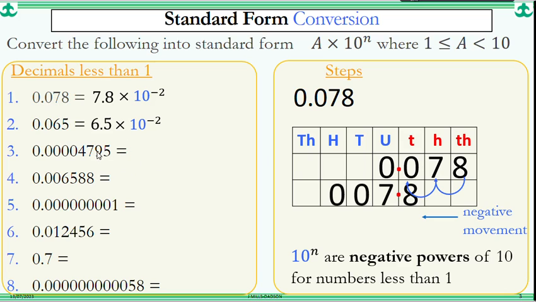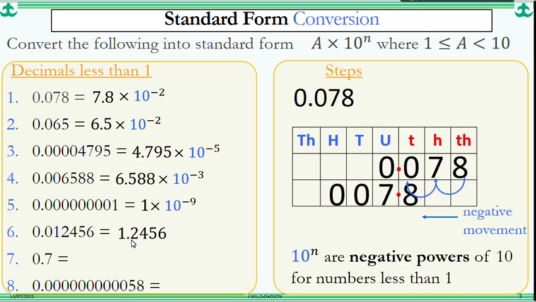Okay, the a value here will be 4.795. Check your movement and count, that will be 10 to the power negative 5. The a value here will be 6.588. Movement, 3 movement to the left, so it's 10 to the power negative 3. Our a value will be 1 or 1.0. Movement, 9 movement to the left, 10 to the power negative 9.